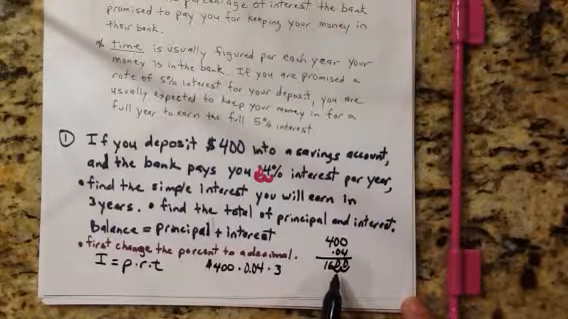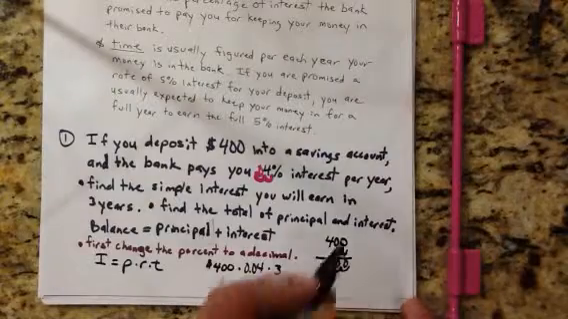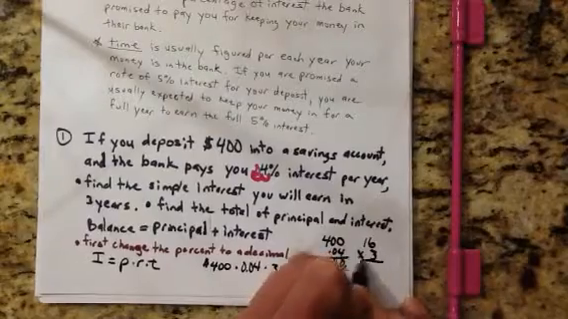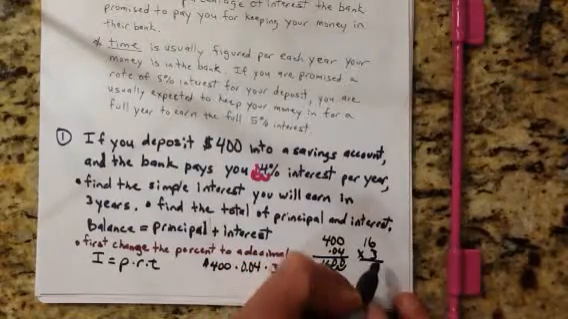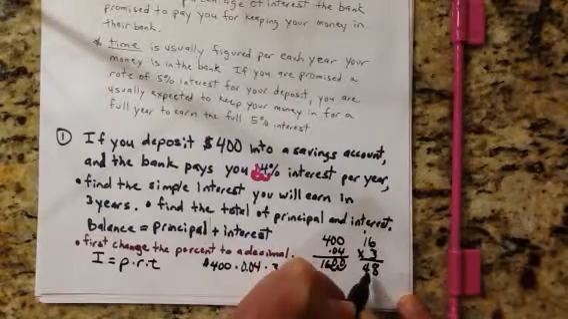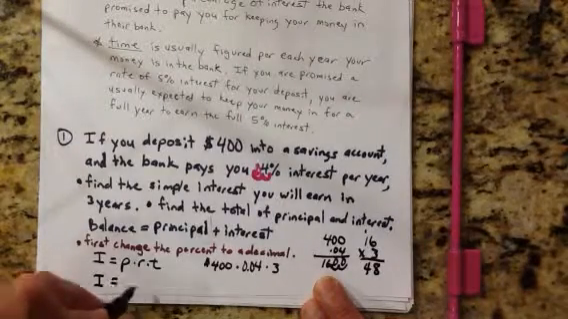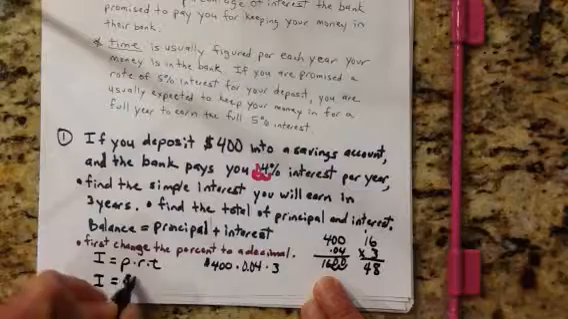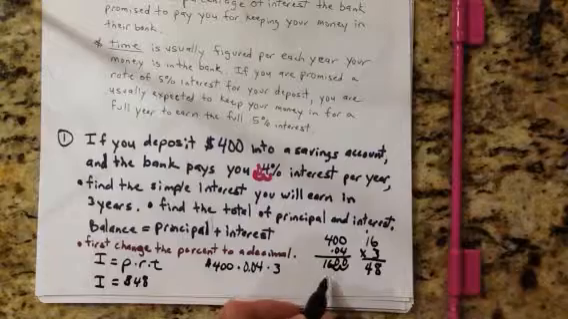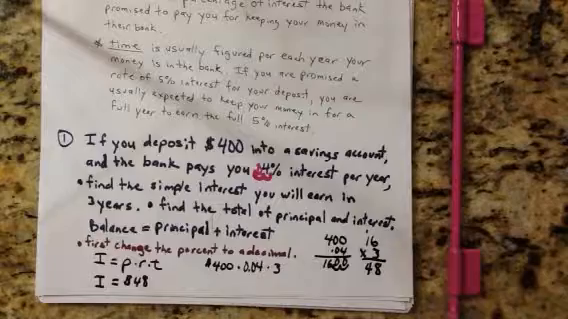So my interest for 1 year is $16, and then I take that 16 times the number of years. 6 times 3 is 18, carry the 1, 3 times 1 is 3, and 1 is 4. So my interest equals $48 for 3 years. 16 for 1 and 48 for 3. Now that's what we call simple interest.